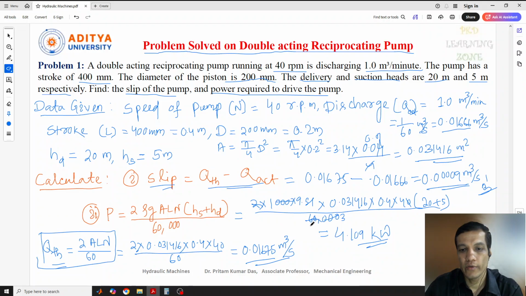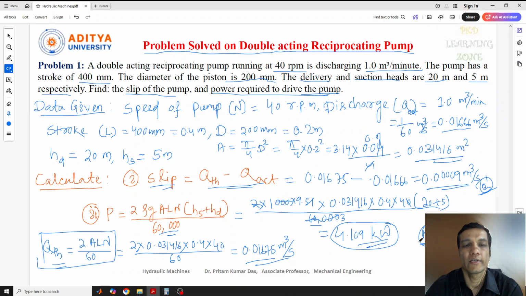Because here if you see, the 60,000 value is there, that is converted into kilowatt. If only 60 will be there, that will be in watts. So this much power is required to drive the pump. Okay, this is our answer. This is our first answer and this is our second answer.